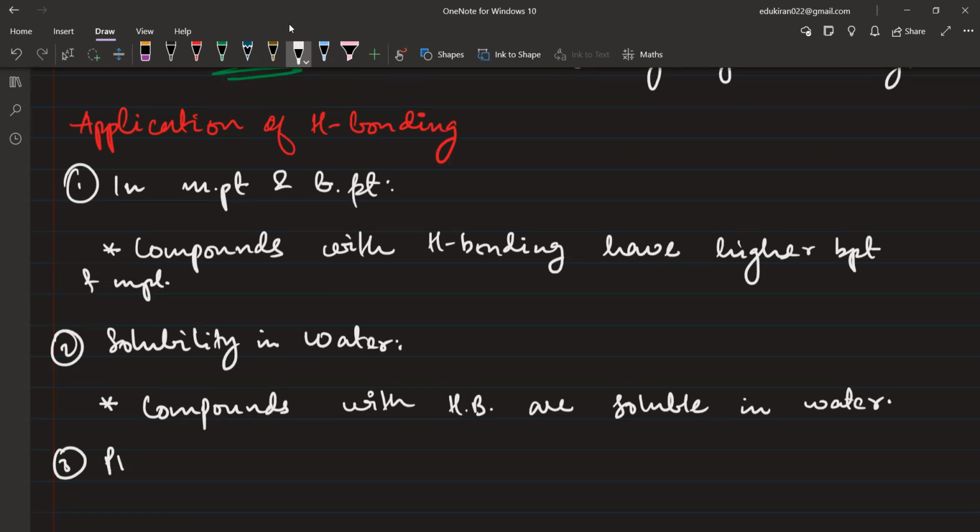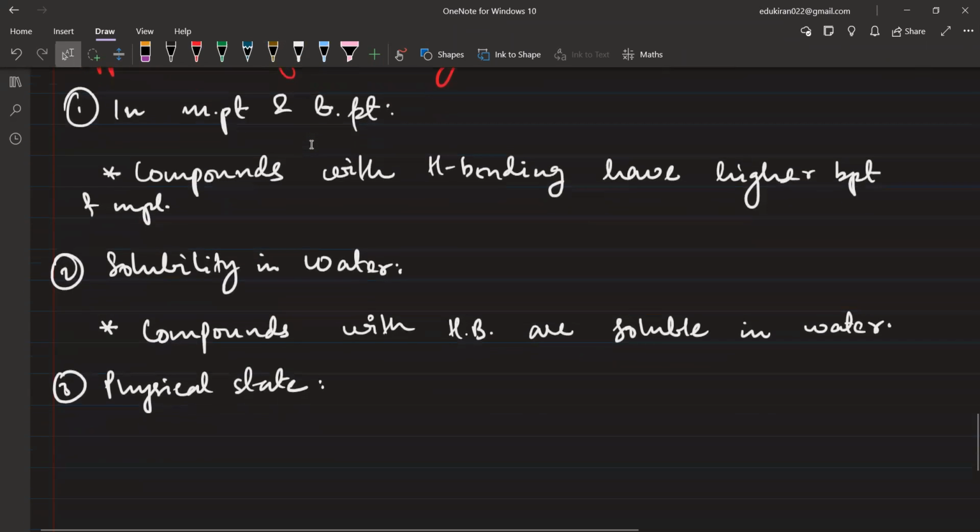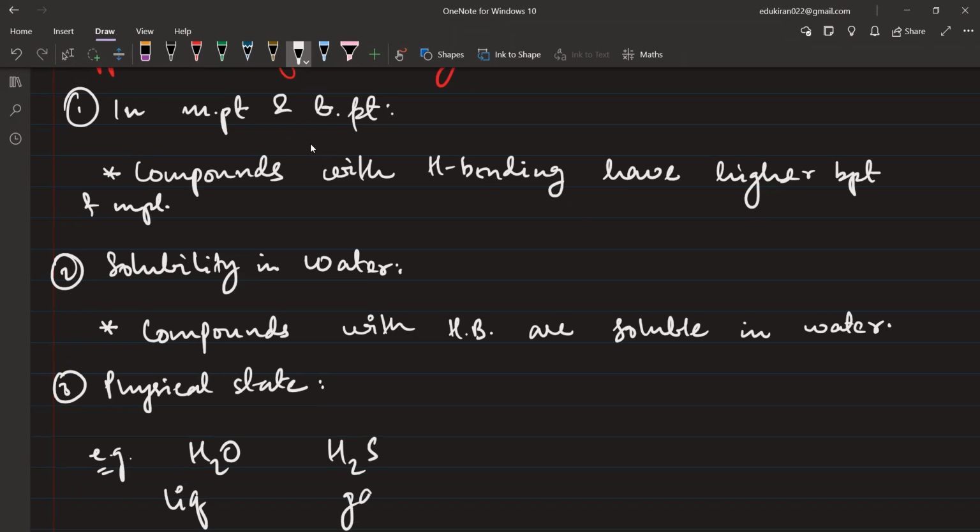Third point, physical state. Okay, see, what happens in physical state? Obviously, if you are going to have hydrogen bond, that means the attractive forces will be very high. So you will not have very few molecules. They are having hydrogen bond and they are not in gaseous state. For example, if you have a water molecule, that is H2O, this is liquid. But if you compare it with H2S, this is a gas. Even though H2S is a heavier molecule, still it is in what state? It is in gaseous state.